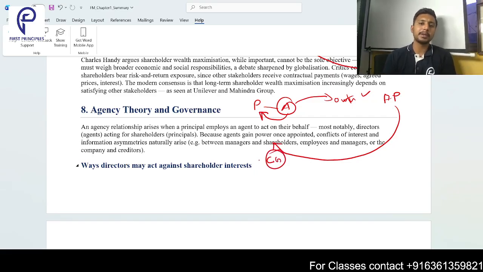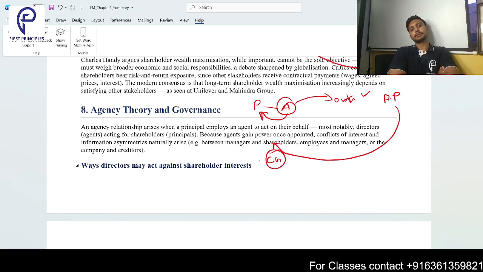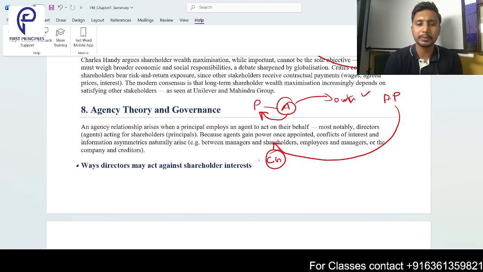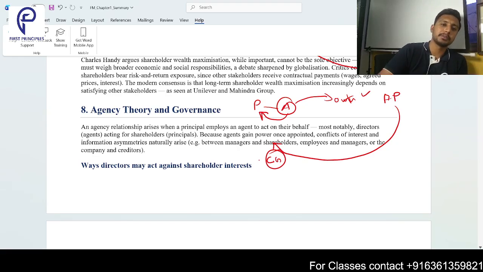What is the problem? The principal hired the agent to act on his behalf. What did the agent do? It started acting not on behalf of the principal, as it should have, but in its own interest. And that's called an agency problem. And the solution to the agency problem is corporate governance.